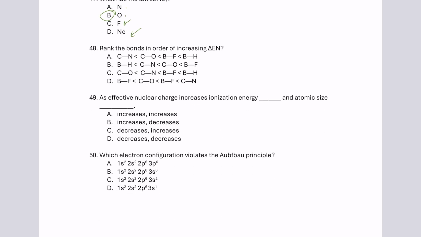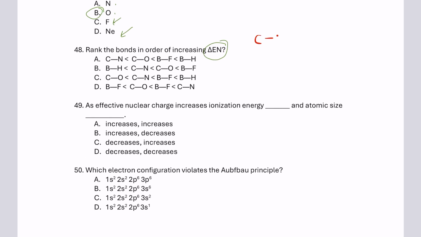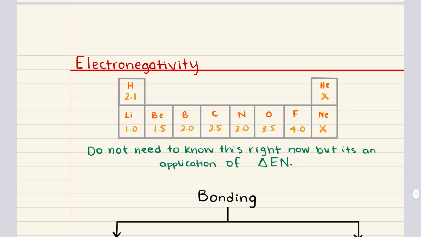48 says, rank the bonds in order of increasing electronegativity difference. For this problem, we need to recall the electronegativity values for the handful of atoms that we discussed in class. The bonds that we are trying to rank are carbon and nitrogen, carbon and oxygen, boron and fluorine, boron and hydrogen. So let's take a look at our electronegativity table here.